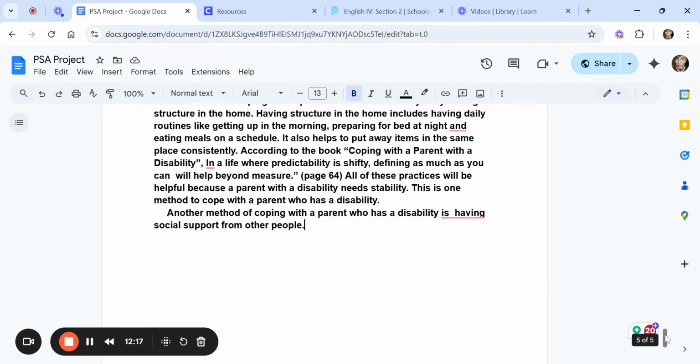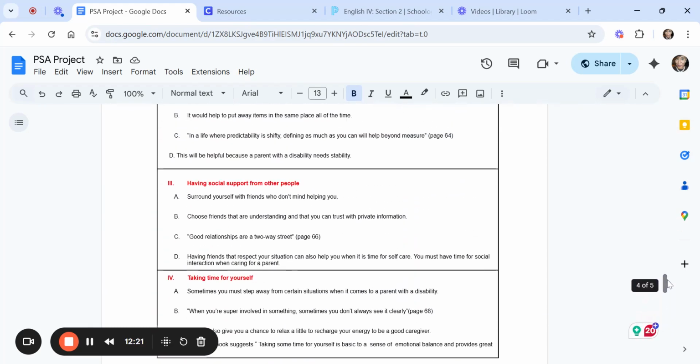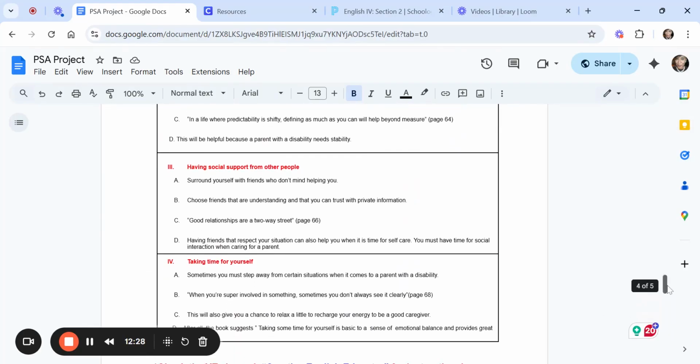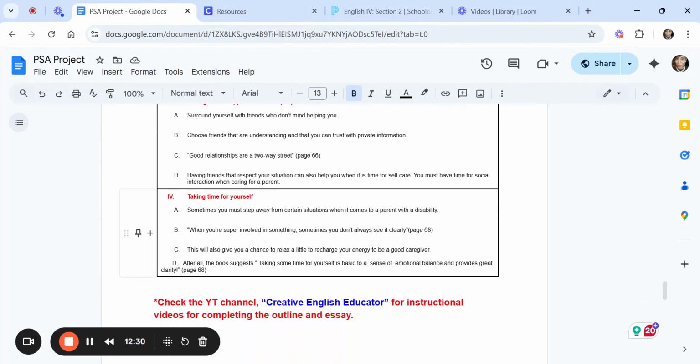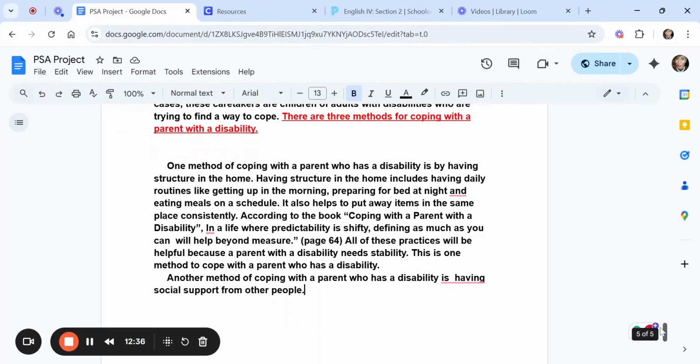Then I will go on for my next body paragraph, and I could say something like the last method, and I will talk about taking time for yourself. And I will just repeat the same pattern of adding in the details that I have here on my outline. Lastly, I will need a conclusion paragraph.